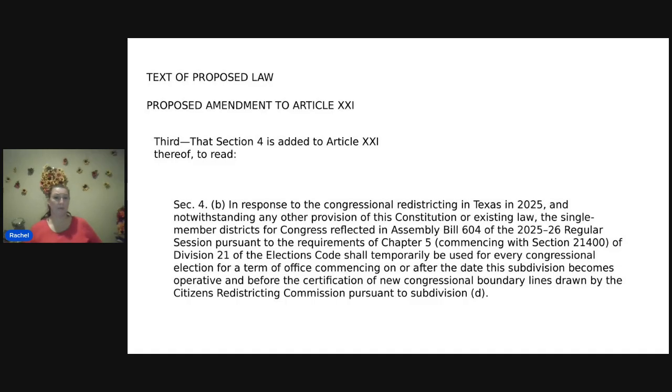Section 4B. In response to the congressional redistricting in Texas, the 2025, and notwithstanding any other provision of this Constitution or existing law, the single-member districts for Congress reflected in Assembly Bill 604 of the 25-26 regular session, pursuant to the requirements of Chapter 5 of Division 21 of the Election Code, shall temporarily be used for every congressional election for a term of office commencing on or after the date of this subdivision becomes operative and before the certification of the new congressional boundary lines drawn by the Citizens Redistricting Commission pursuant to subdivision B.